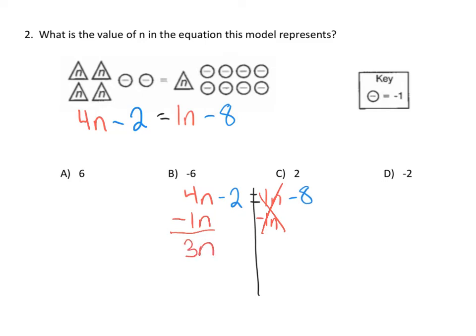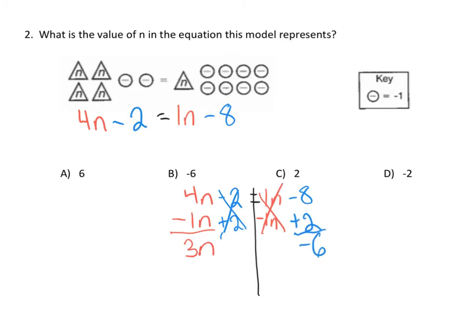Now I need to do the same thing to the blue, except I want the blue to go to the right. So I'm going to do the opposite of minus 2, which is plus 2. What I do to one side, I do to the other. These cancel out. Negative 8 plus 2 is negative 6.